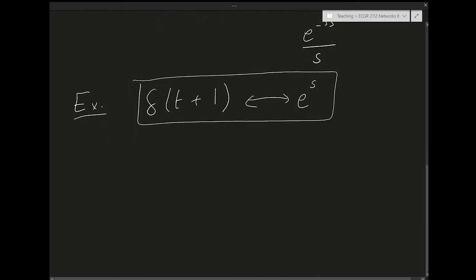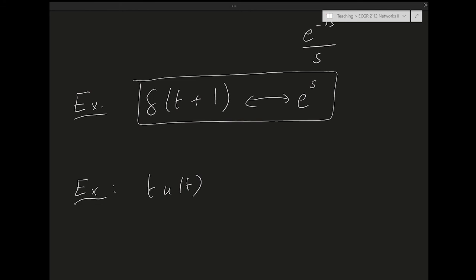Okay, what about if we do something else? What about having t u of t? How do we transform this? How do we find this transform using the properties and the transforms that we already know? There are multiple approaches here, and for things to be consistent, we should always get the same result regardless of what approach we use, right?